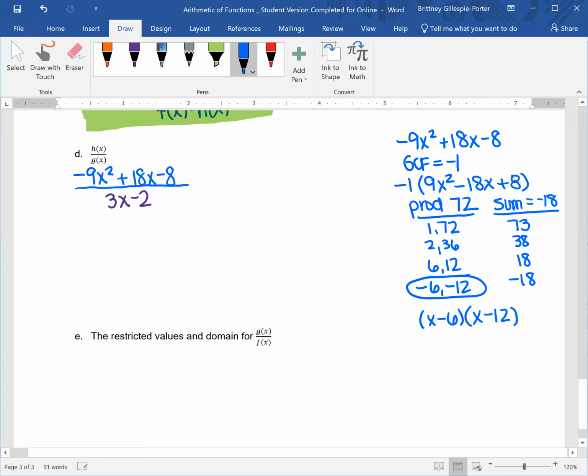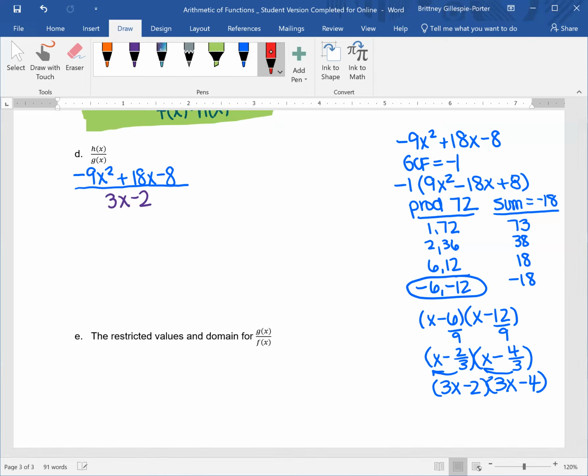Okay. We're not done because we had a leading coefficient that wasn't 1. So we're going to divide by 9. Reduce your fractions. So put this in your calculator, 6/9, convert it back to a fraction, should get 2/3, and 12/9 should get you 4/3. Move your 3's up for bottoms up. We get 3x minus 2 times 3x minus 4. But don't forget your GCF, who is along for the ride.